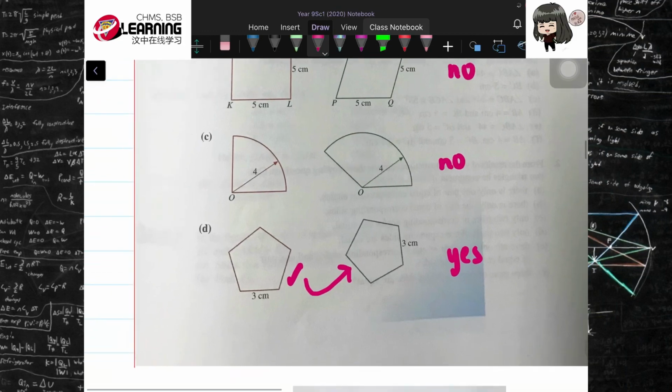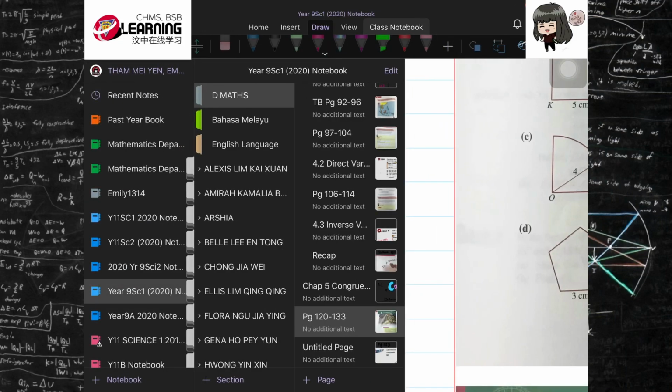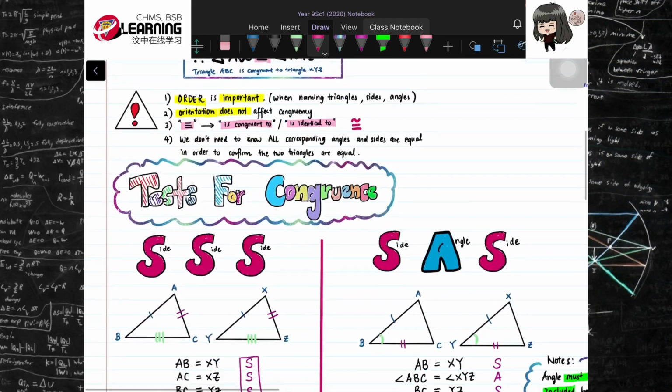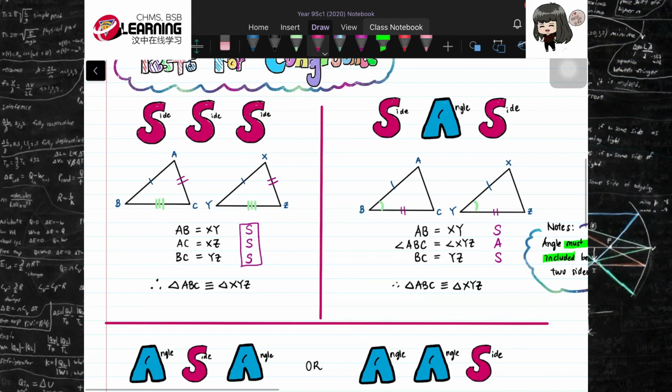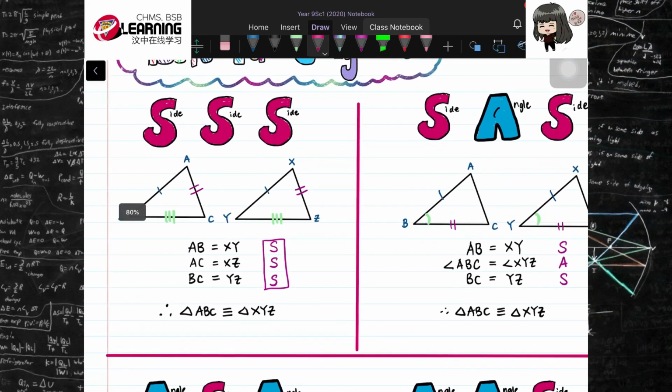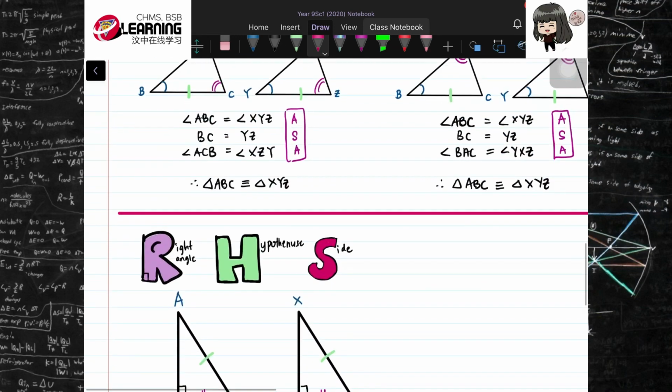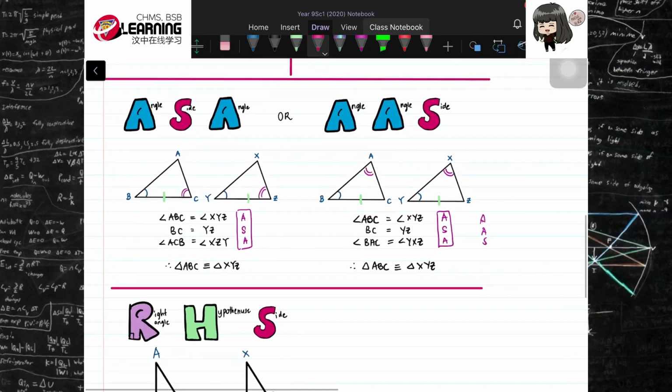But to prove, as I said just now, that they're congruent, we must undergo this test. It must be shown in your diagram, either SSS, SAS, angle side angle, or right angle hypotenuse side, in order to prove that they are congruent.